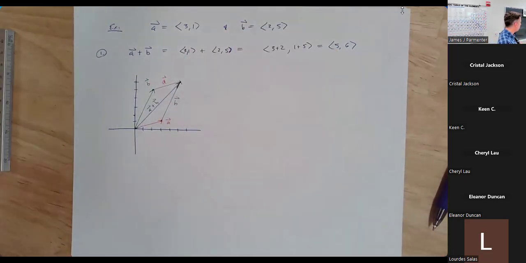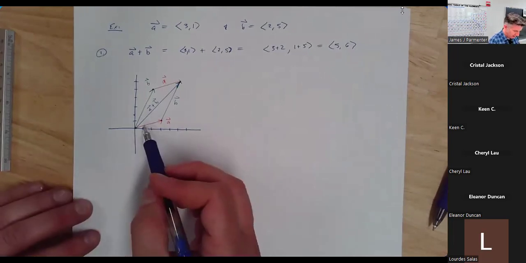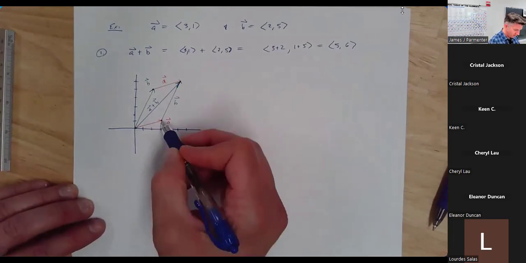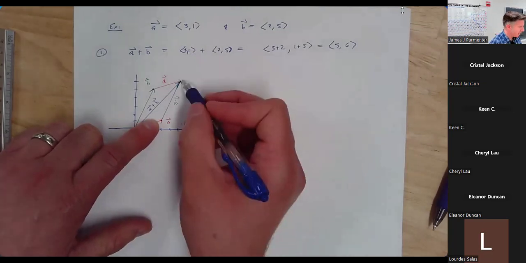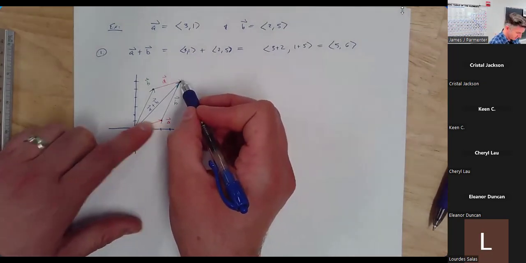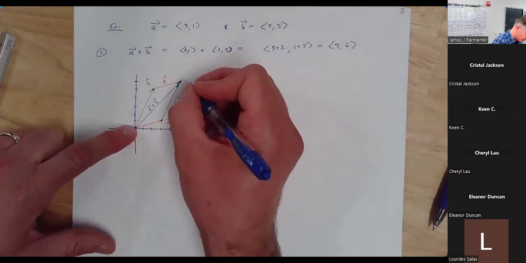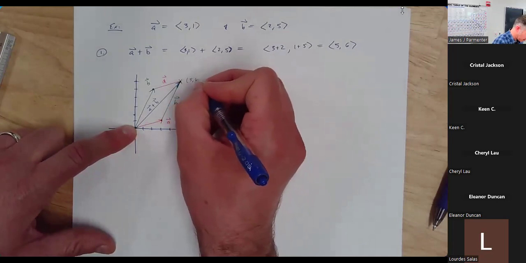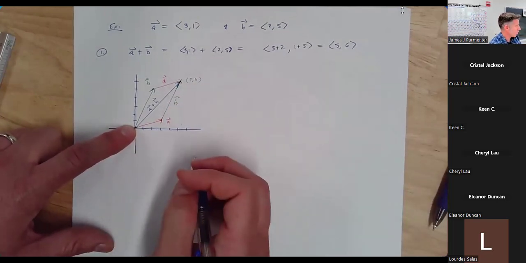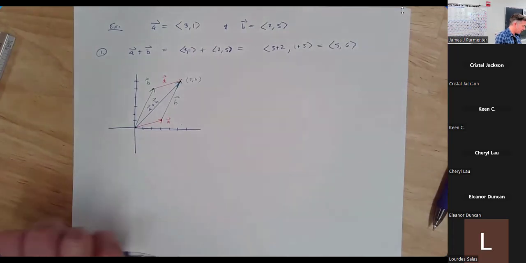Which I think makes sense if we think about it, right? You're doing A, which is over 3 and up 1, and then from there you're doing B, which is over 2 and up 5. So we end up with the result of starting at 0, 0 and ending at the point 5, 6. And we've gone over 5 and up 6. I think addition is pretty easy to see.